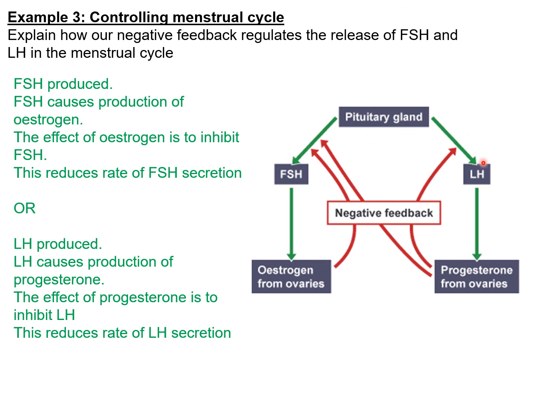If you chose to talk about LH and progesterone, then you want to say that LH is produced, that causes the production of progesterone, and the effect of the progesterone is to then inhibit, which remember means reduce or stop the release of LH, hence why this is a negative feedback loop.